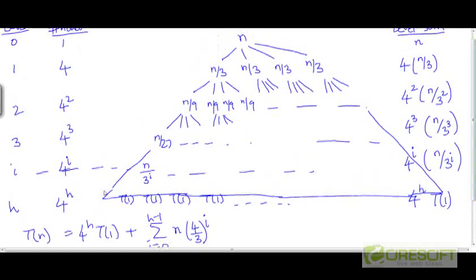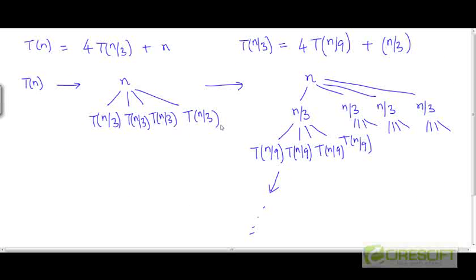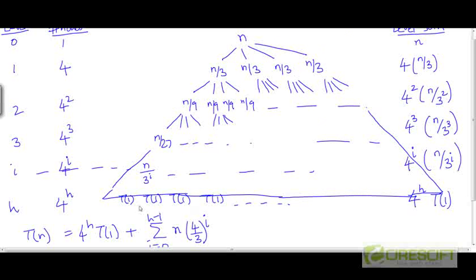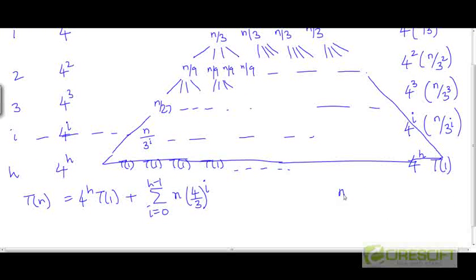And we can do that by observing that the size of the subproblem when level i was created was n by 3 to the power i. When we created level 1, the size of the subproblem was n by 3. When we created level 2, the size of the subproblem was n by 3 squared. When we created level i, the size of the subproblems would have been n by 3 to the power i. And when we created level h, the size of the subproblems would have been n by 3 to the power h.